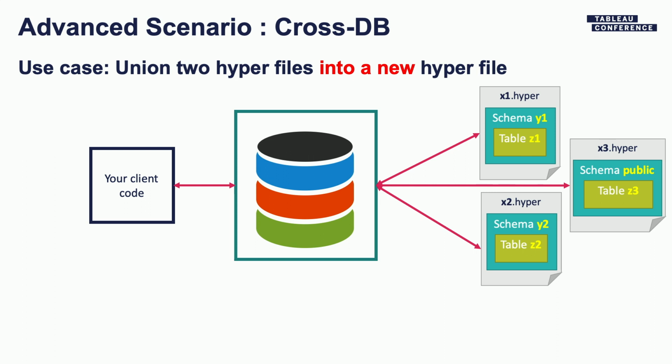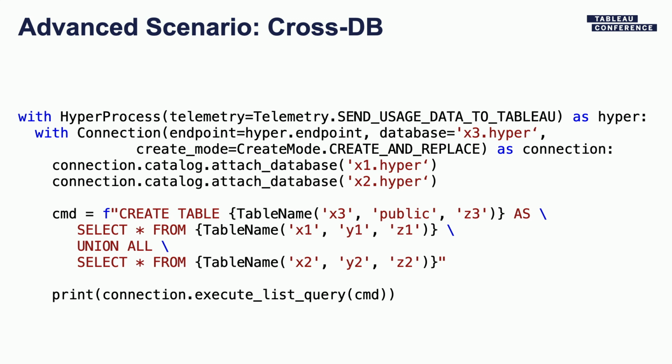So how do you do it? We had, for example, one customer that creates a hyper extract for every day, and now they have 1,000 extracts of the last 3 years, and they want one big extract of that. That could be done with that. So how to do this, right?